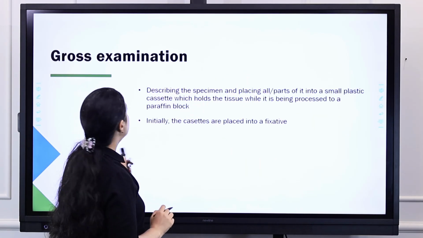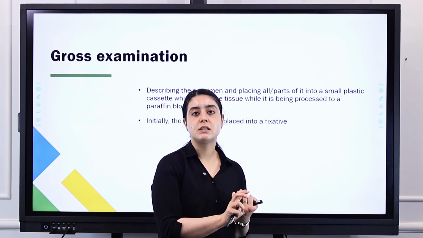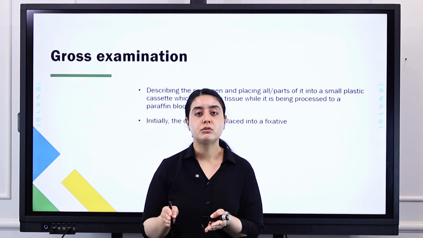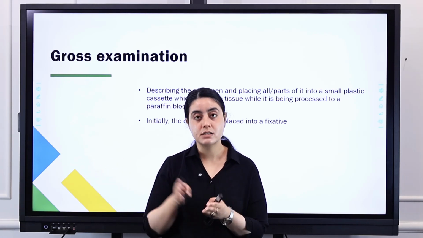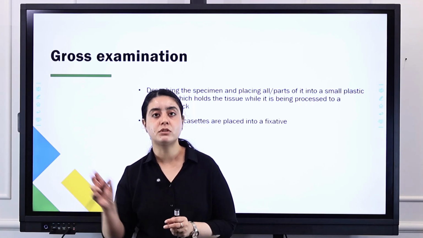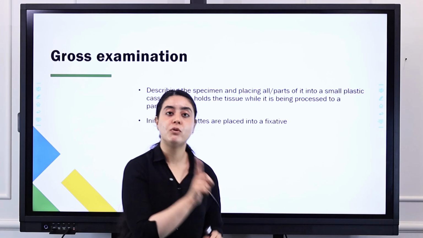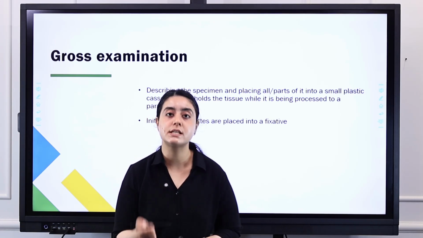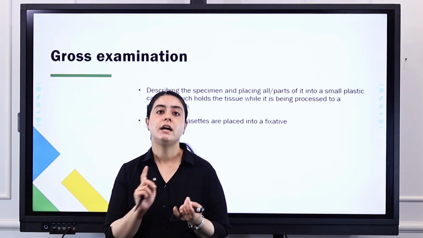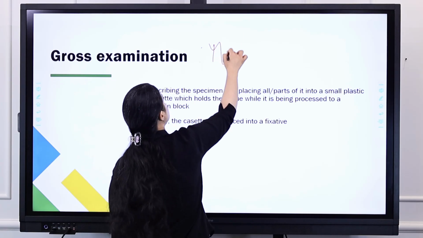Now, gross examination. First you collect the tissue, you remove the tissue specimen from the body, and receive it in your histopathology lab. Then the next step is the fixative. You have to put your tissue into the fixative to prevent decay. Now what will be the next step before staining? You have to go through a gross examination procedure. You have to gross examine your tissue sections. Gross examination, in simple language, is macroscopic examination.